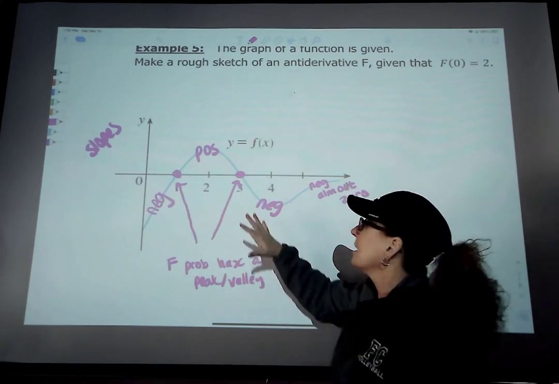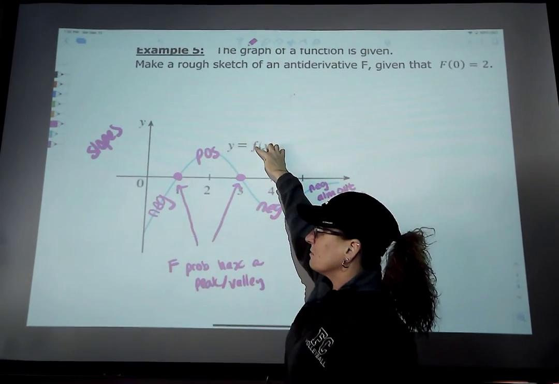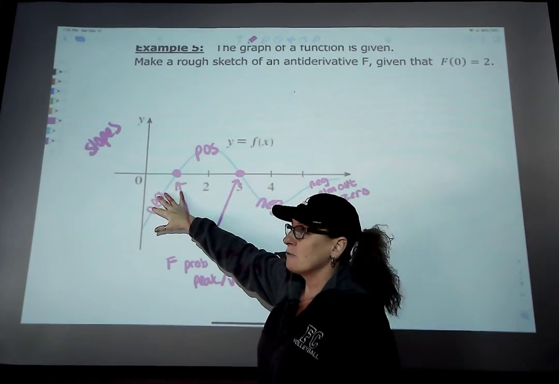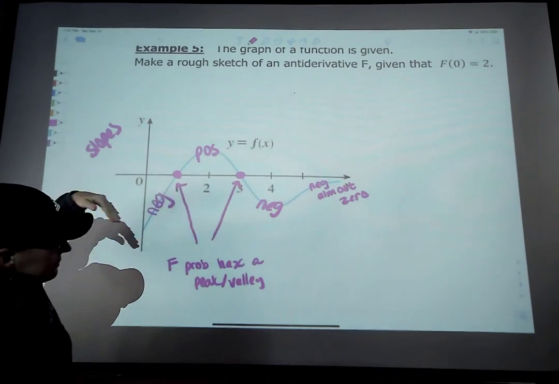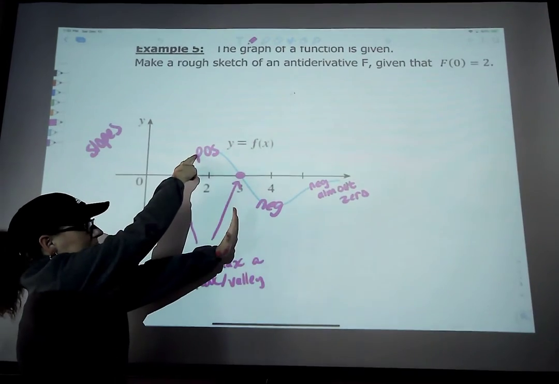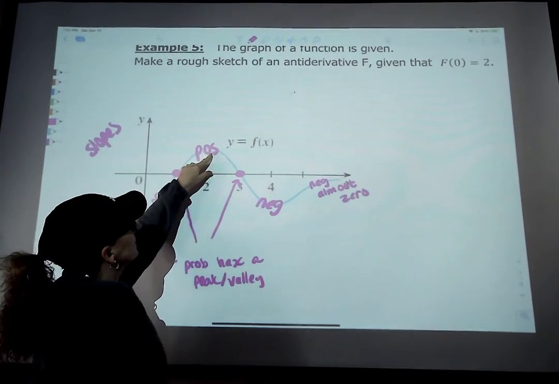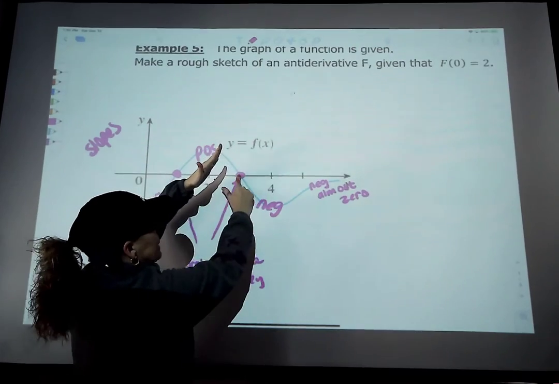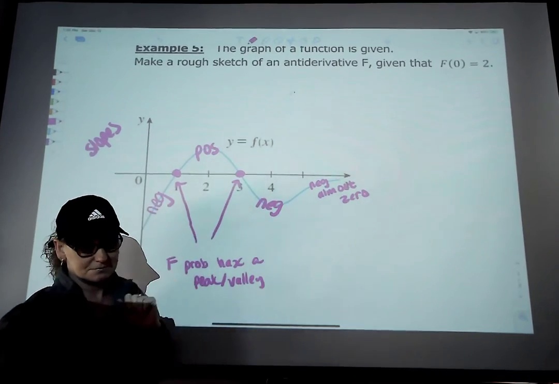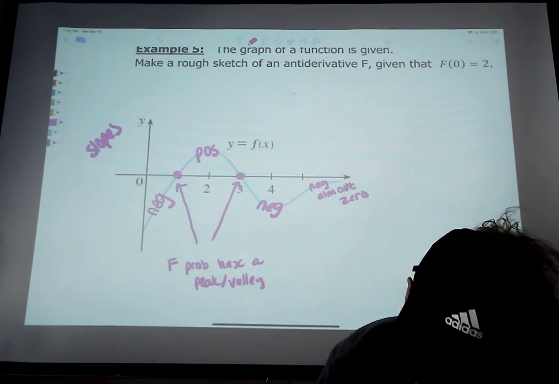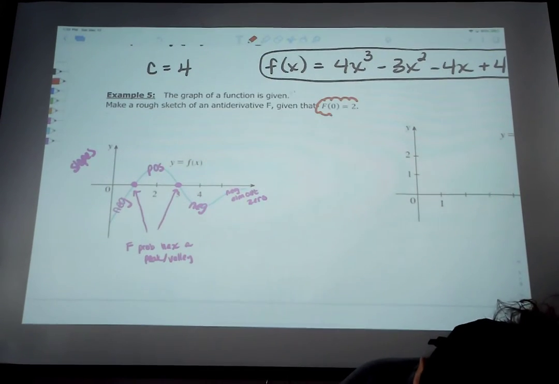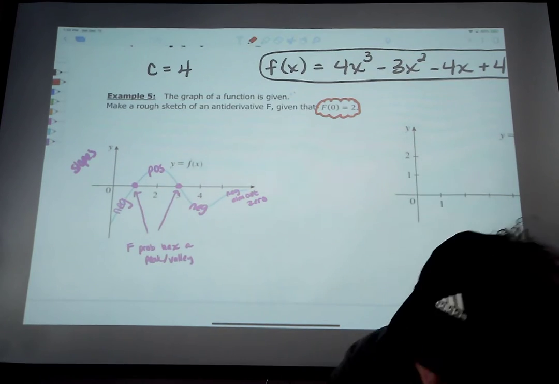When the derivative of big F is 0, I think there's a peak or a valley, and we can pretty easily tell which one it is. Big F was decreasing. Big F has a slope of 0. Big F is increasing. So there's a valley here. Big F is increasing. Big F has a slope of 0. Big F is decreasing. There's a peak here. Okay, let's draw it. And, hang on, a little bit more information. We have a specific starting point.